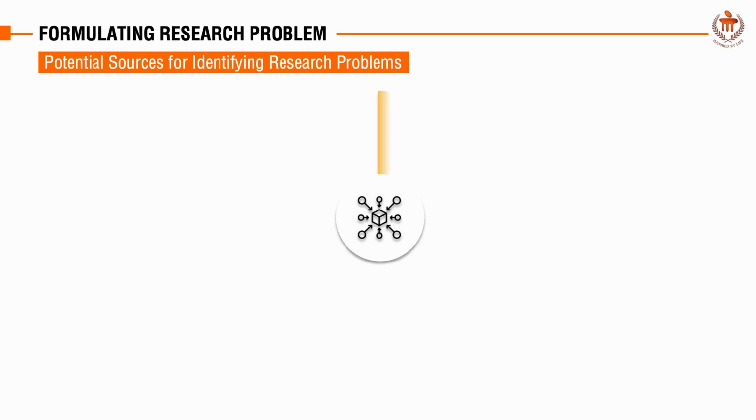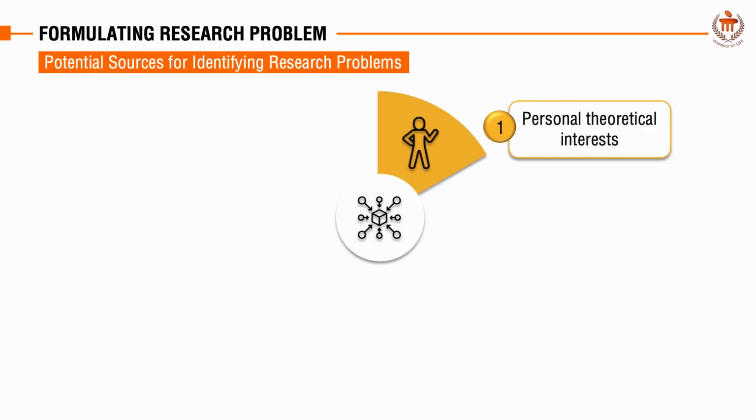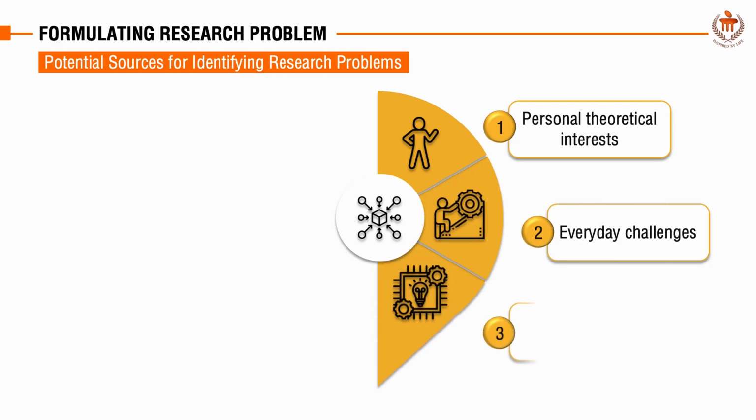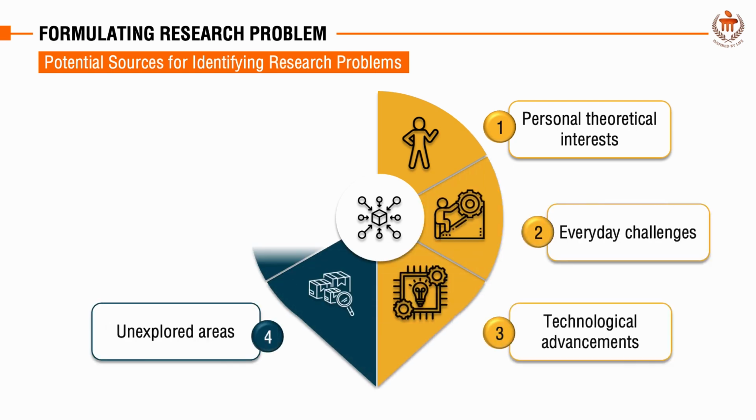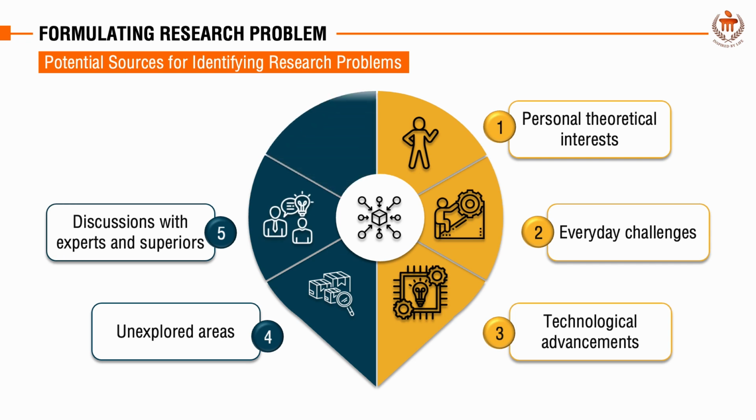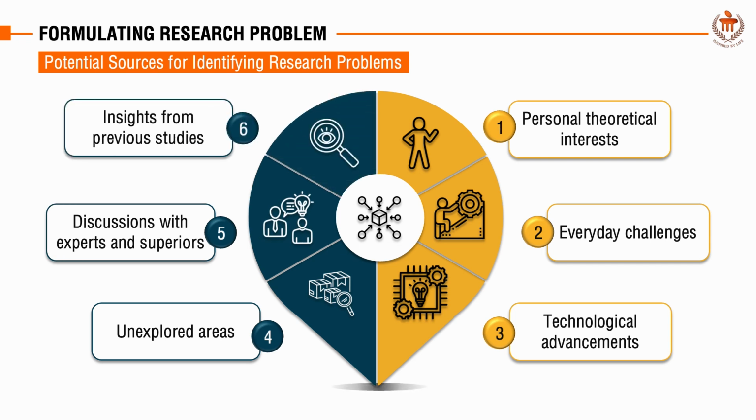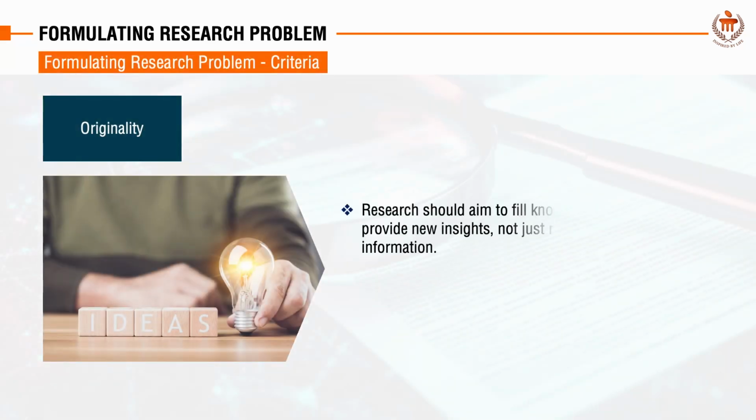Now let's discuss potential sources for identifying research problems. They include personal theoretical interests, everyday challenges, technological advancements, unexplored areas, discussions with experts and superiors, and insights from previous studies. By carefully selecting and articulating the research problem, a researcher ensures clarity, focus, and meaningful contributions to the field. Formulating a research problem: when a research problem, initially expressed as a question, is converted into a statement, it becomes the problem statement.